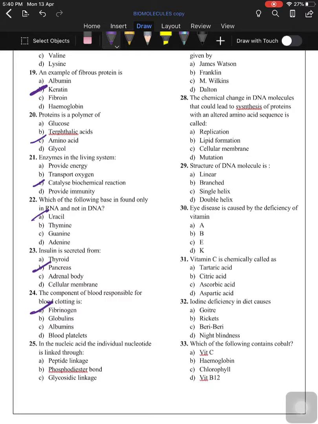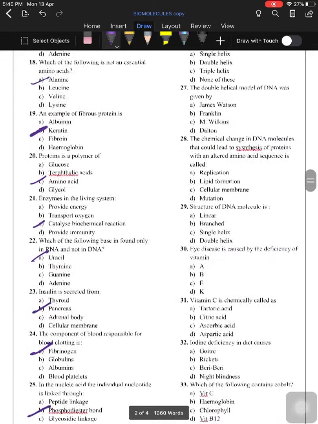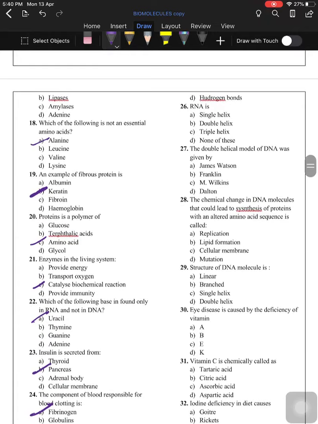Then moving on to the 25th, in the nucleic acid, an individual nucleotide is linked to the next nucleotide by a bond. That bond is called a phosphodiester bond. Moving on to the 26th, an RNA is a dash. You know, the DNA is a double helical, whereas RNA is a single helix. Single helix means it is a straight chain of the amino acids.